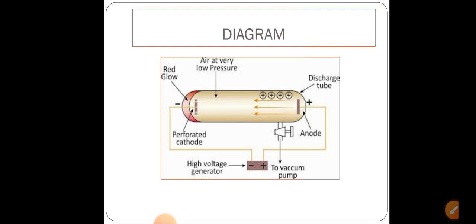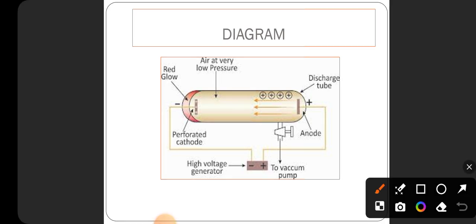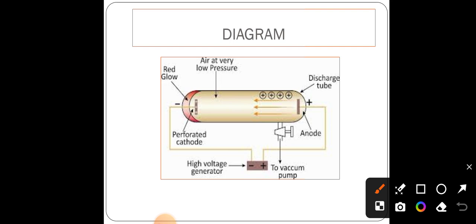Now let us understand the diagram. What is the apparatus mainly? It is a discharge tube. A discharge tube is nothing but a glass tube containing a particular gas which is getting ionized by the rays within the tube.